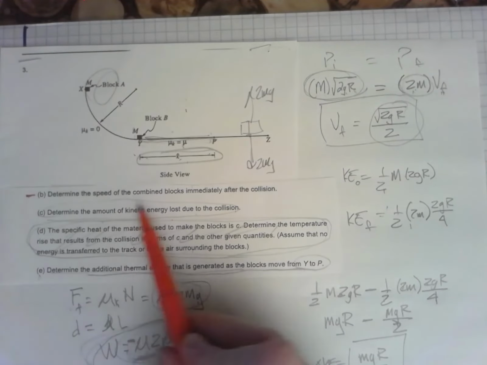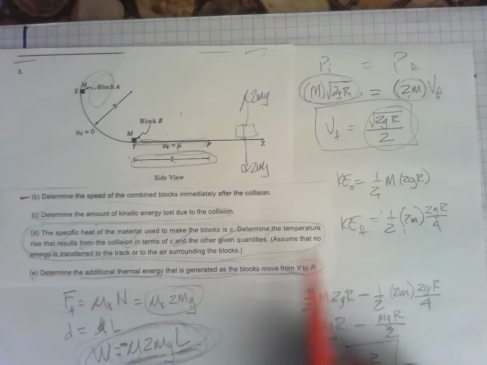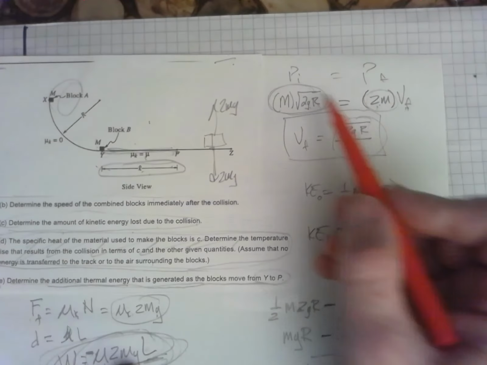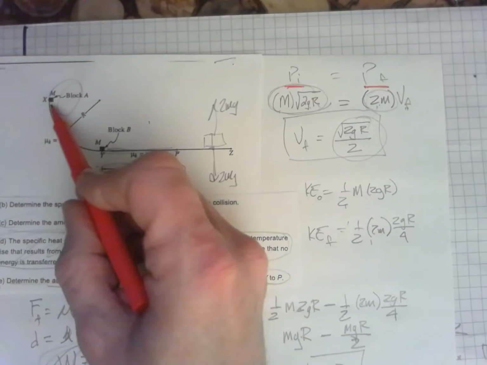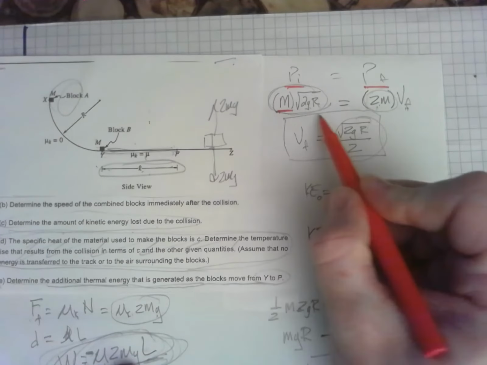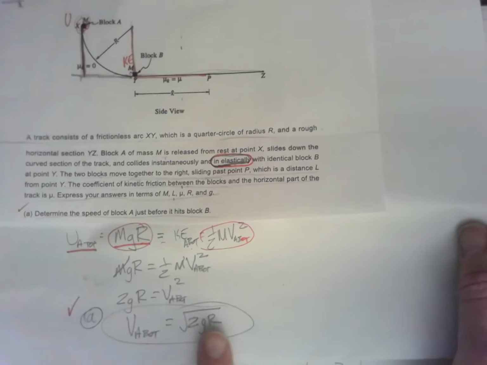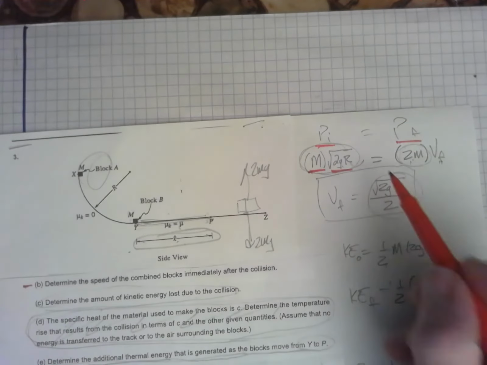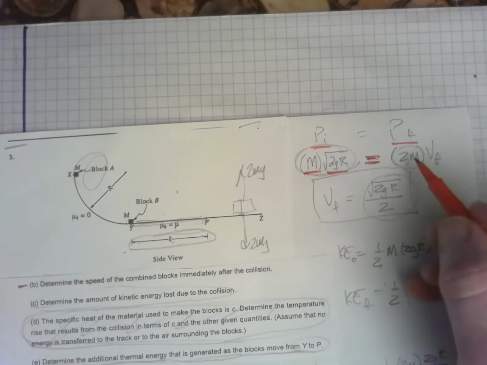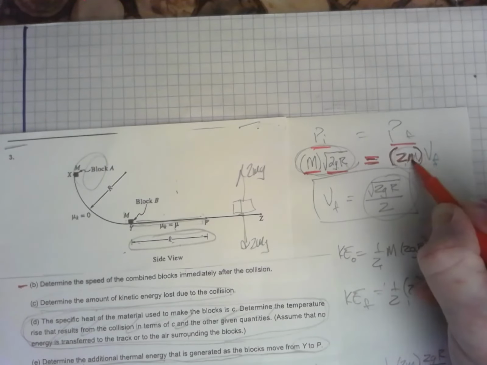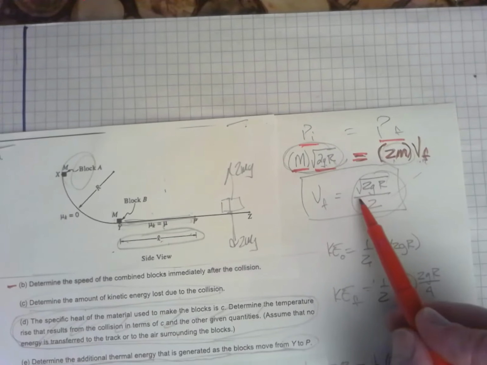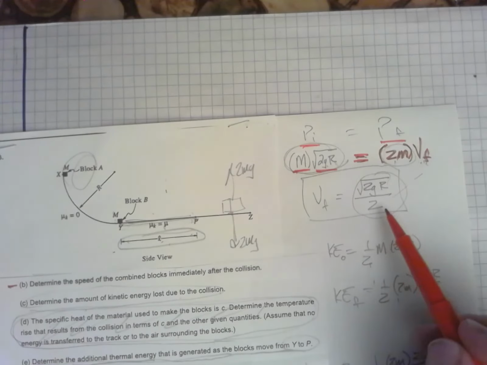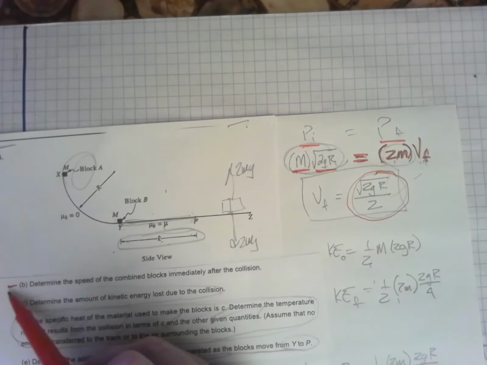B. Determine the speed of the combined blocks immediately after the collision. This is pretty much straight up conservation of momentum. The initial momentum equals the final. The initial momentum was just in A, just before the collision, and it was its mass times the velocity we found back here at part A. Equals, they stick together. So now their mass, now that they're stuck together, is double that, 2m. And I'm looking for this final velocity. So I solve this for the final velocity, and I get square root of 2gr divided by 2. All right. B, taken care of.